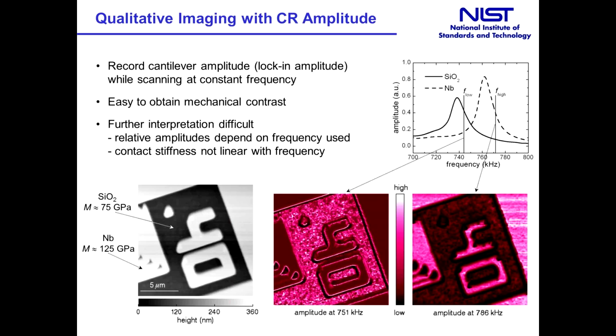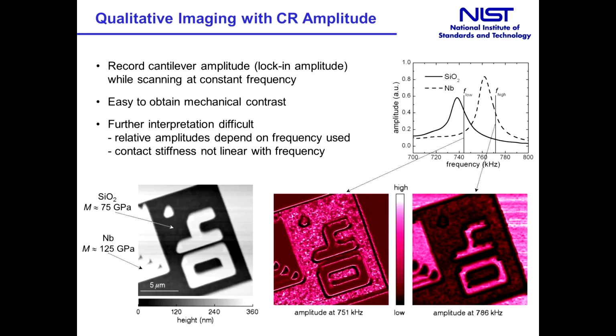We can understand this contrast inversion better by looking at contact resonance spectra for the different constituent materials, as shown in the upper right. You can see that depending on the excitation frequency, the peaks are shifting in different places, and so we would get different contrast.